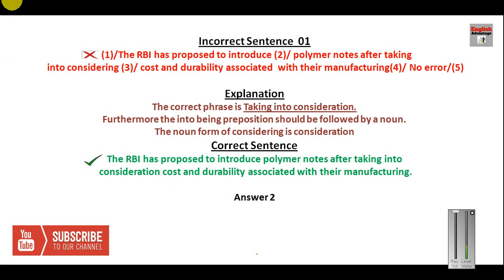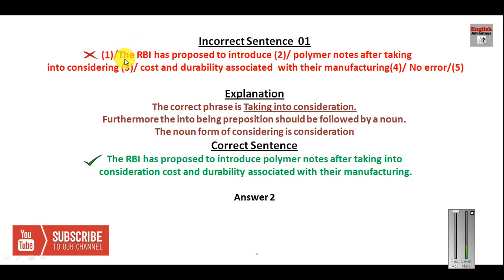The first question is, the RBI has proposed to introduce polymer notes after taking into consideration cost and durability associated with their manufacturing. So this is the sentence. Now you have to find the error in this sentence. If there is any error, you have to spot that error. While solving such kind of question, you have to examine each and every part carefully.